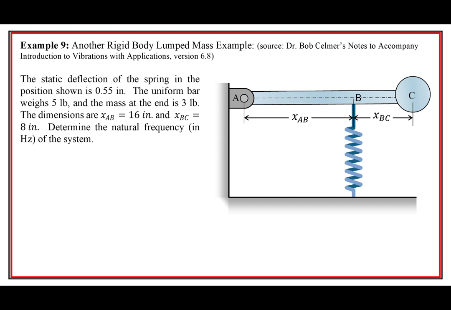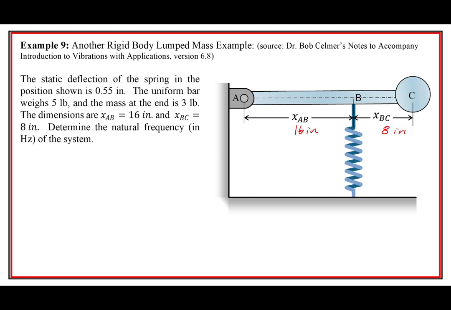All right, so here's another rigid body lumped mass example as taken from Dr. Bob's notes to accompany this course. He was kind enough to share them with me. The static deflection of the spring in the position shown is 0.55 inches. The uniform bar weighs 5 pounds, and the mass at the end is 3 pounds. The dimensions are 16 inches and 8 inches.